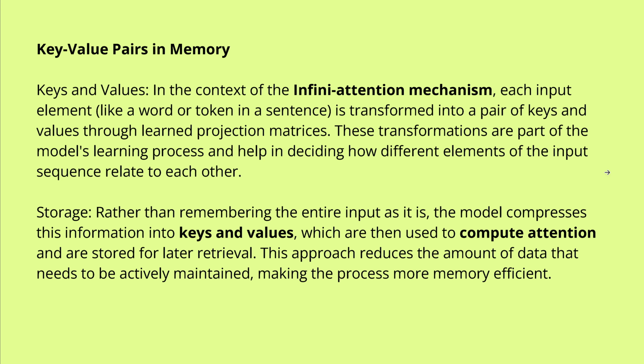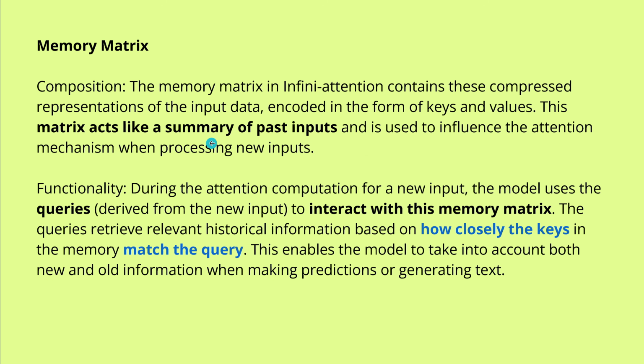Now, if you are one of my little green grasshoppers and you say, can you please repeat this in simple words? But of course: key value pairs in memory. We have an Infini-attention mechanism. We have here keys and values that we store and we compute an attention. The attention matrix acts like a summary of the past input segments. And then, if we have an actual query from the new input, it just interacts with a memory matrix. And you know this mechanism from the vector store. This is simply the query retrieves historical data based on how closely the keys in the memory match the query vector.